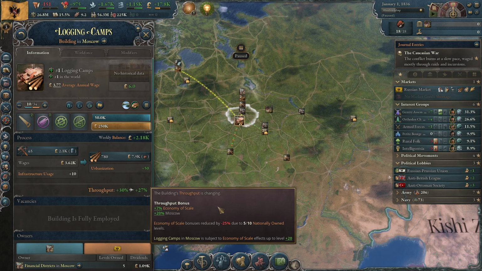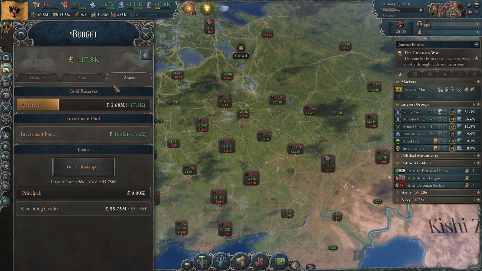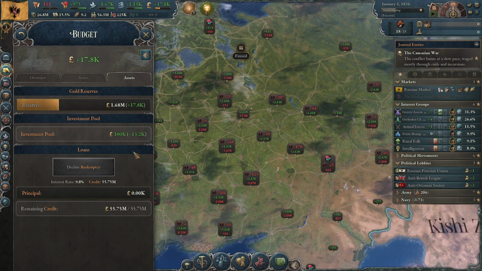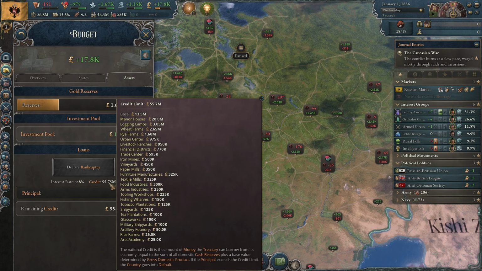It also means we need to very quickly cover credit, because this is very important. Going into deficit spending is not bad in Victoria 3. It only gets bad when you can no longer pay and you max out your credit.